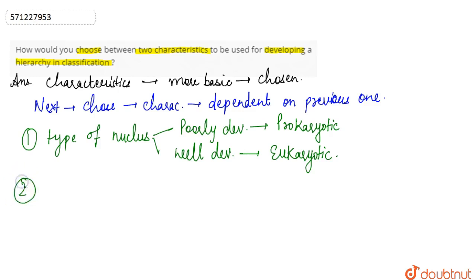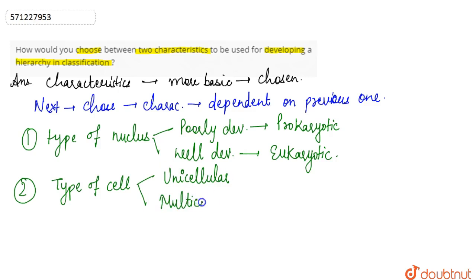Now the next is dependent on the previous one, so that should be the type of cell. The next characteristic should be the type of cell, whether the organism is unicellular, or made up of one cell, or many celled, or multicellular. These are the most basic characteristics that we have to choose.